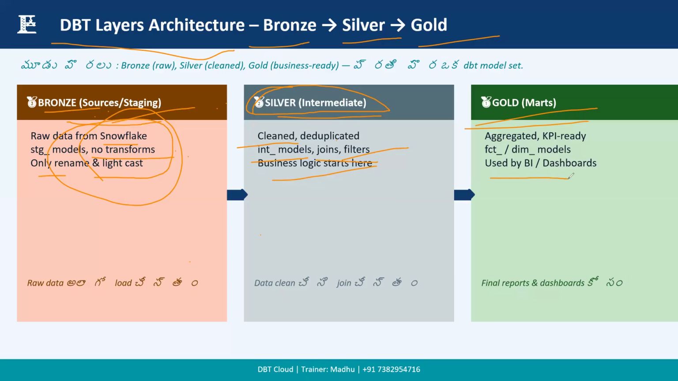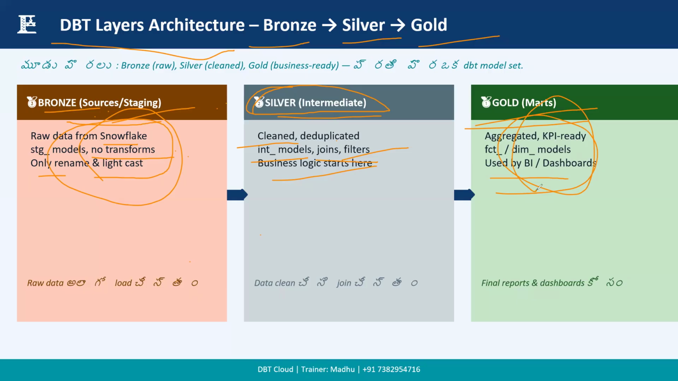These are used by the BI dashboards, and here we implement the star schema. The fact table has numeric data and connects with the dimension tables. In the fact table we have only numeric data, and in the dimension table we have descriptive data. Each primary key in the dimension table appears as a column in the fact table. So here we follow the star schema: aggregated data with business rules completely applied, used by the dashboards.